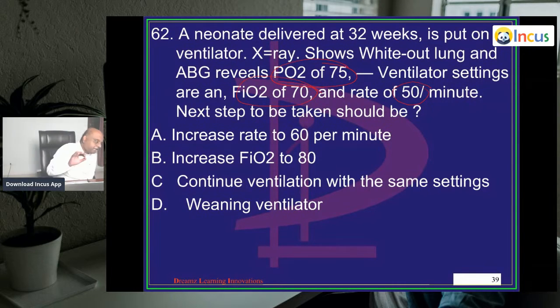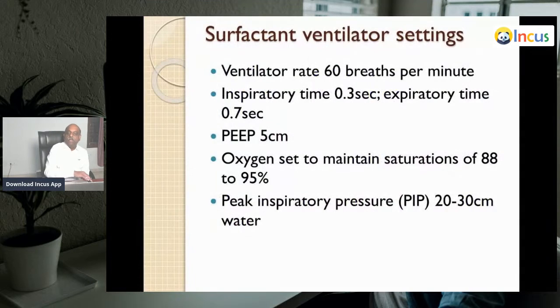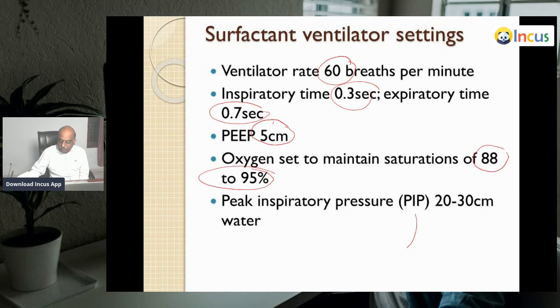So the examiner is asking, what should be the ventilator settings in a baby with hyaline membrane disease? The ventilator rate is 60 breaths per minute. Inspiratory time 0.3 seconds, expiratory time 0.7 seconds. PEEP should be 5 centimeters. Oxygen is set to maintain a saturation between 88 to 95. Peak inspiratory pressure should be 20 to 30 centimeters water. You want to become a pediatrician or not?